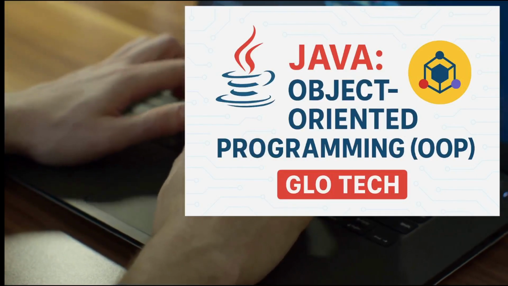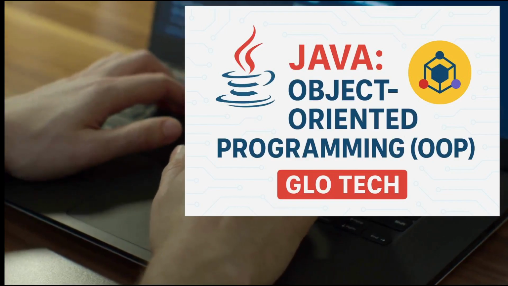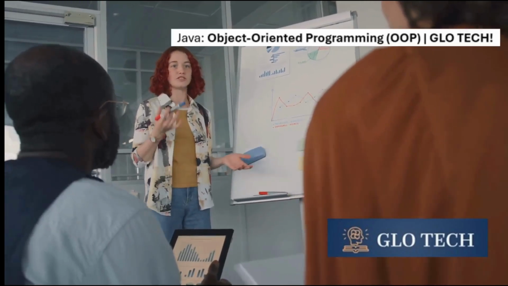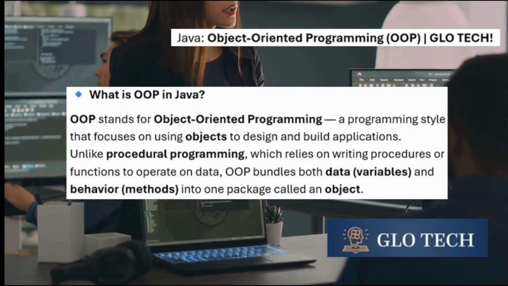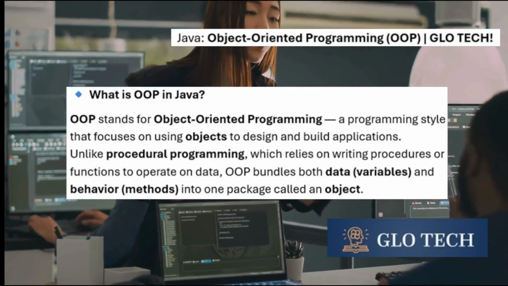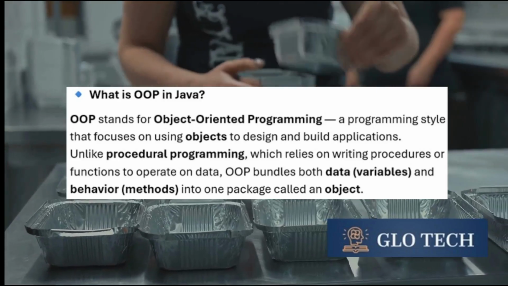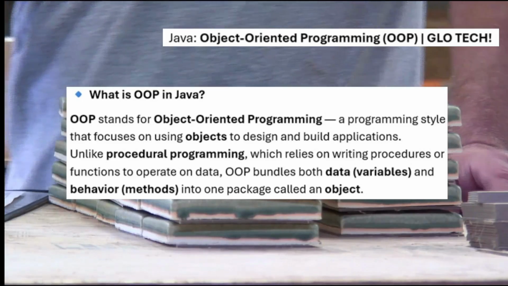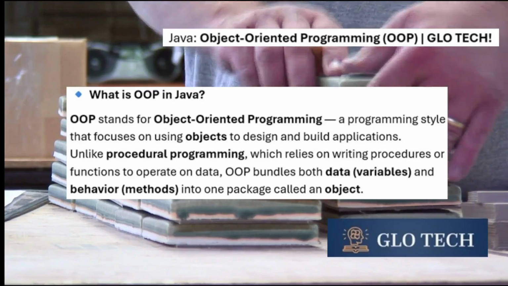Today I'm breaking down one of the most fundamental concepts in Java object-oriented programming, or OOP, and we're going to demystify the difference between classes and objects. Think of it as a programming style where you use objects to design and build your applications. Instead of writing a bunch of separate procedures or functions that operate on data, you bundle the data, like variables, and the behavior, like methods, into these handy little packages called objects.